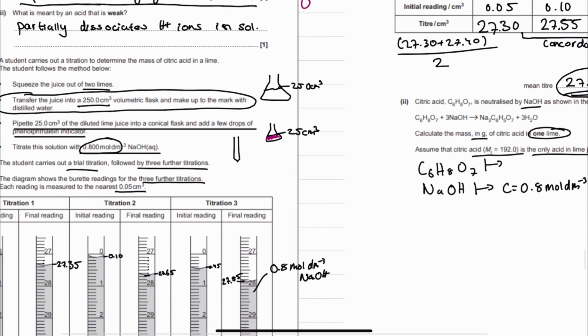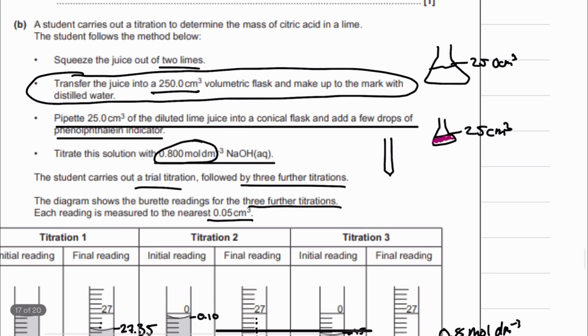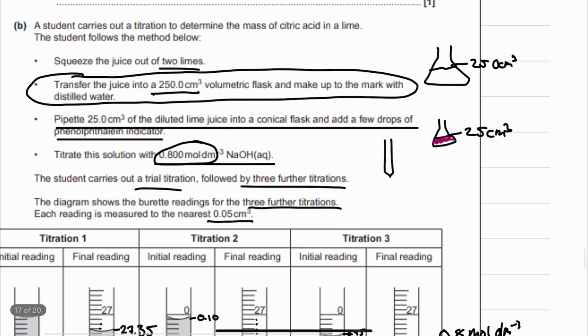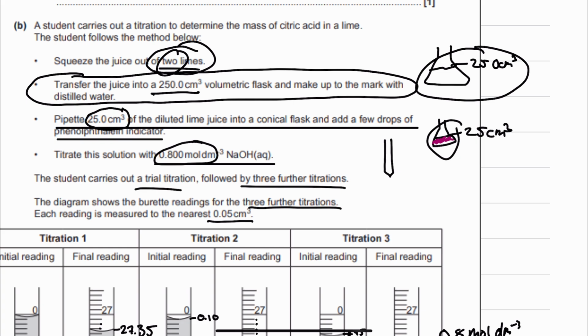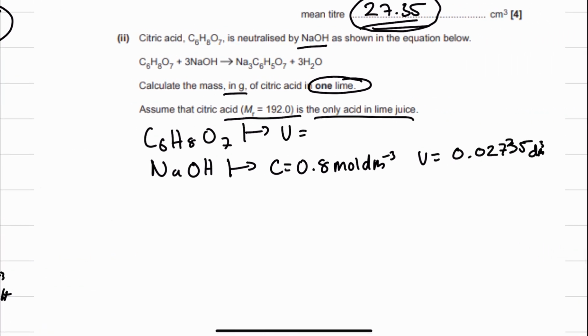And then for C6H8O7, I know that I have 25 centimeters cubed in the conical flask that I've pipetted out from 250, and that I've squeezed out of 2 limes. So that's where I have to go back to when I'm calculating my final equation. So I know that the volume here is 0.025 decimeters cubed, but I know nothing else, and I need to work out the mass.